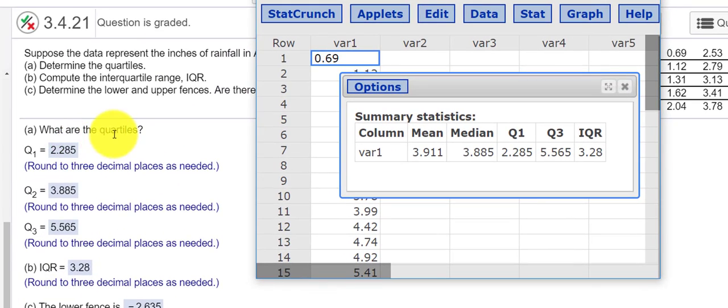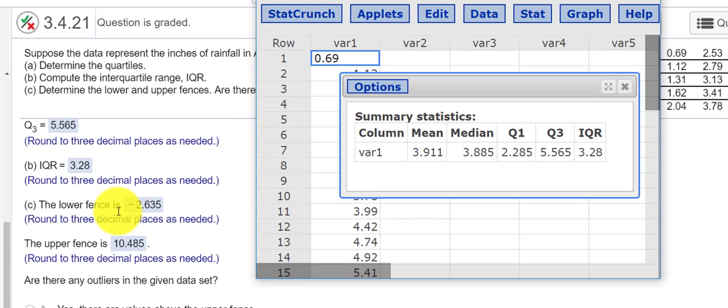So what are the quartiles? Q1, well, here's my Q1, 2.285. Q2, that's actually the median, all right? So Q2 is the median, 3.885. Right, make sure you round to 3 decimal places. Q3 is right here. And then the IQR was the 3.28. Okay, so the first part wasn't too bad.